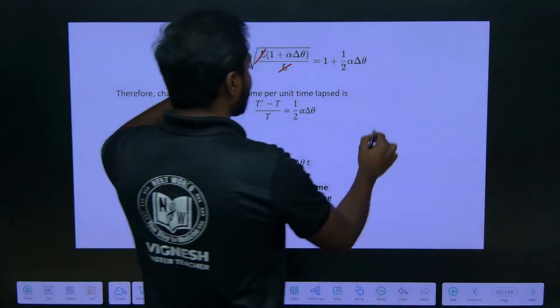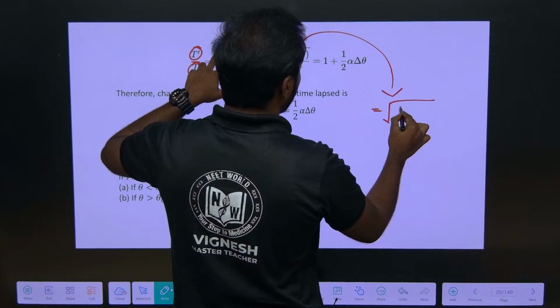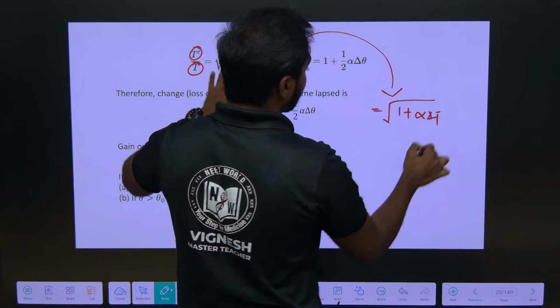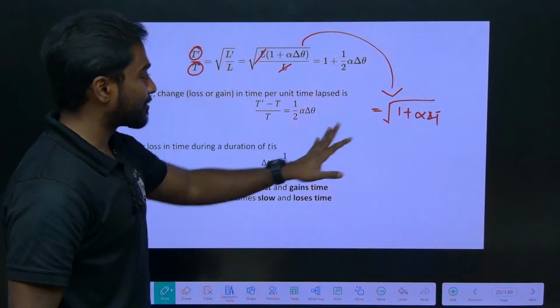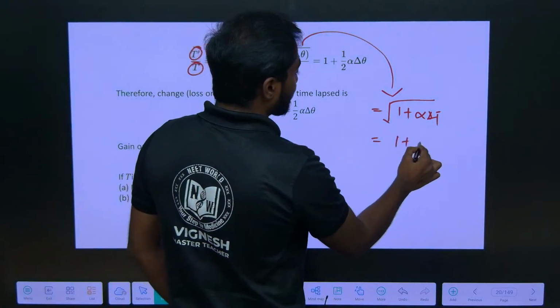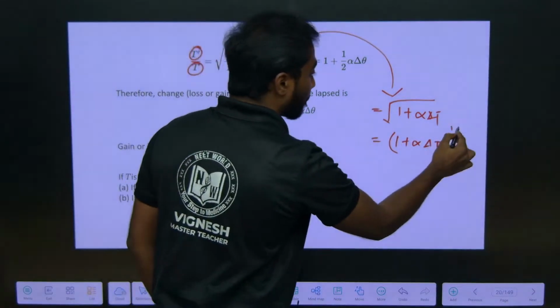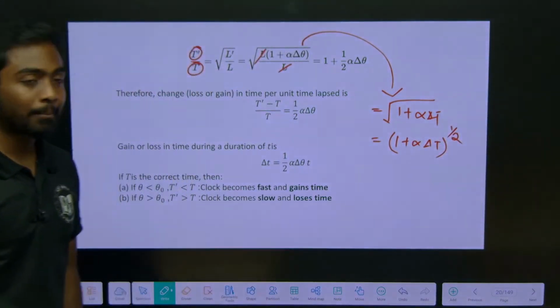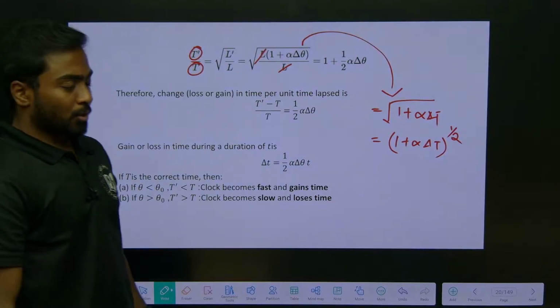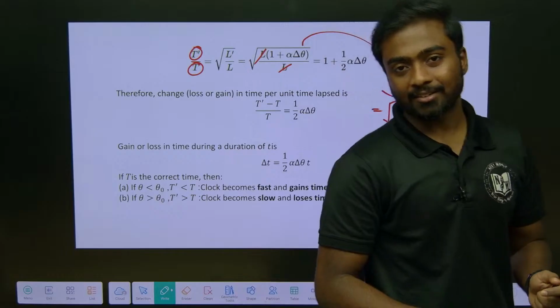And if you notice here, we are writing this root over 1 plus alpha delta T. Okay, I'll keep this one as it is. So 1 plus alpha delta T under the root, I can rewrite as power 1 by 2. We have talked about this case in the units and dimensions first lesson.